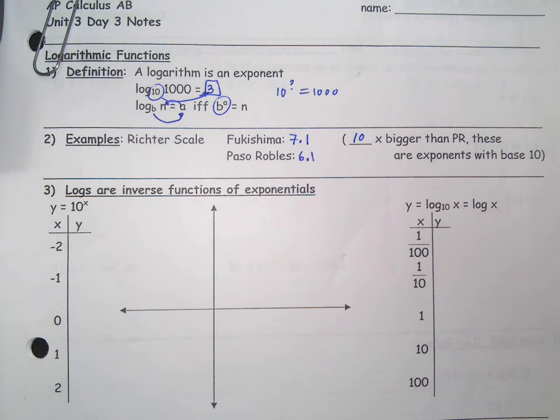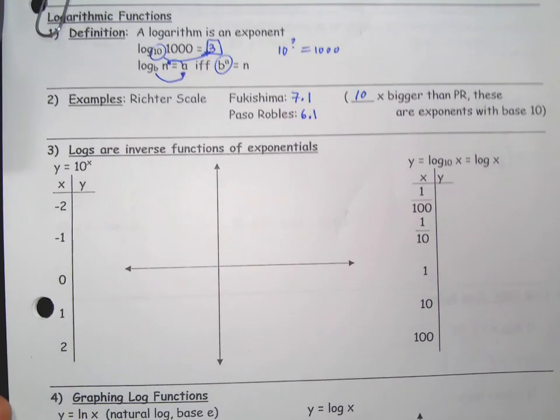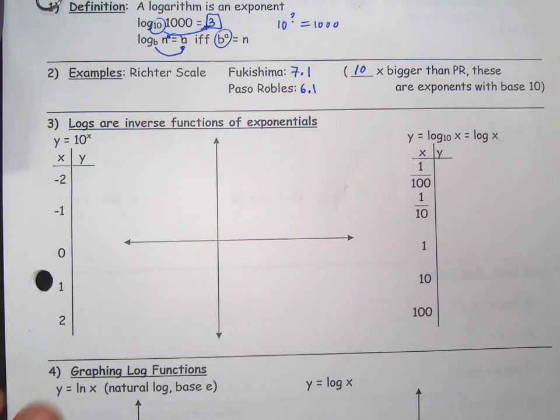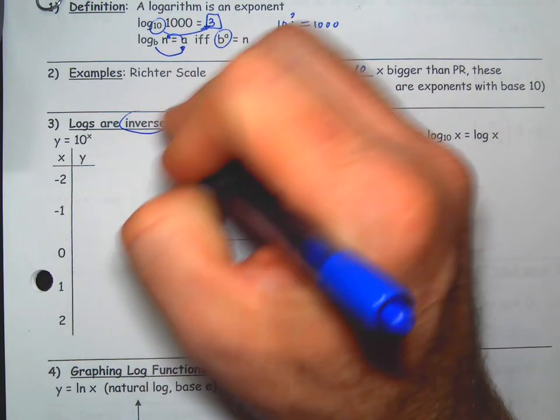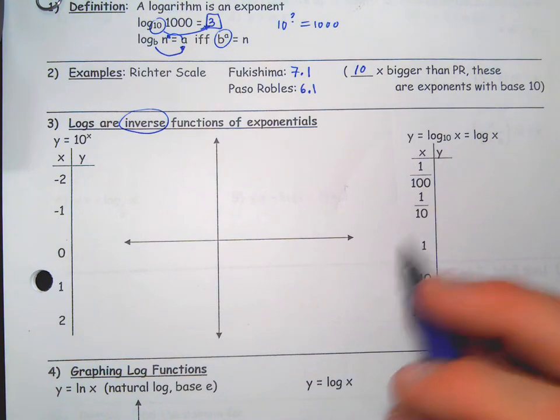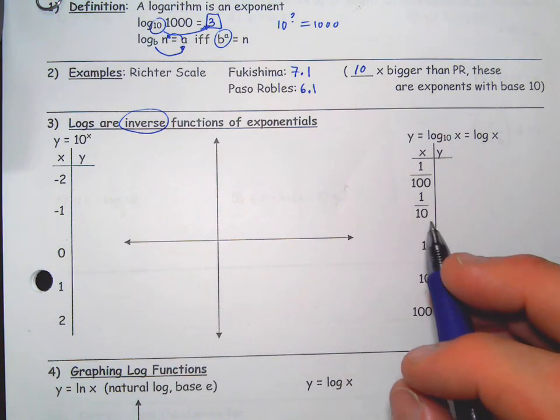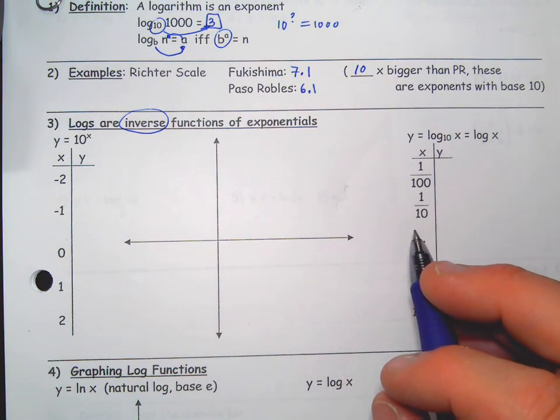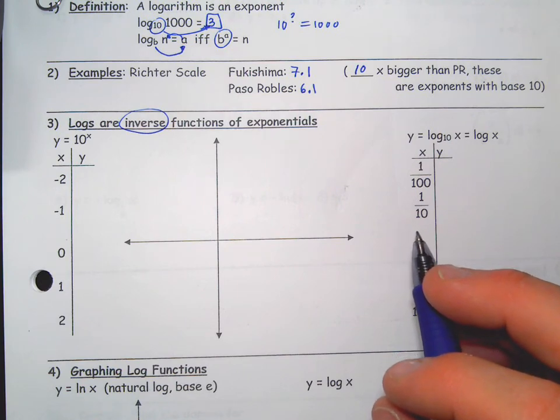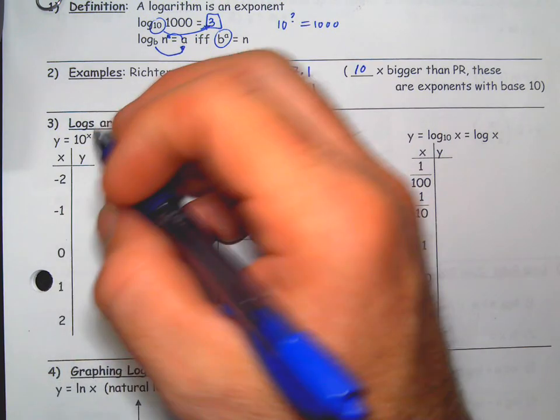So it's the exponent. Now, graphing logs, let's just start with an exponential because they're related. They're the inverse functions of exponentials. So there are a lot of things about inverse functions that we can use for any pair of inverse functions. So let's just start with the exponential.